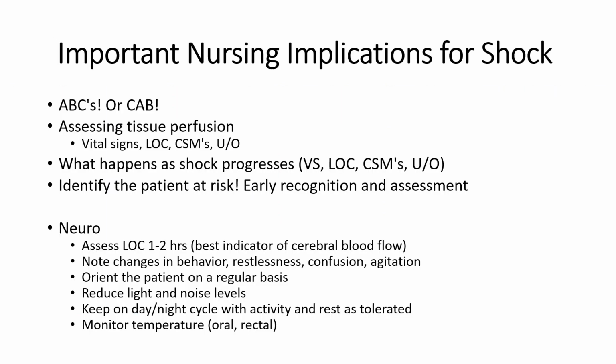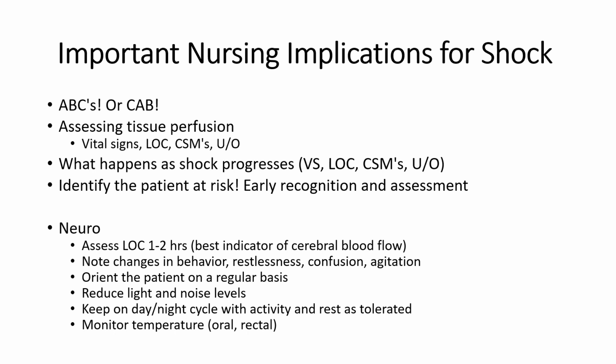All right, so continued important nursing implications for shock, and a lot of this is probably going to be redundancy, but you know how I like to repeat myself because I know that's how we learn. So ABCs or CAB, one or the other. If the patient's alert and responsive, we're going to follow ABC. If the patient is not and they're unresponsive, we're going to follow CAB.